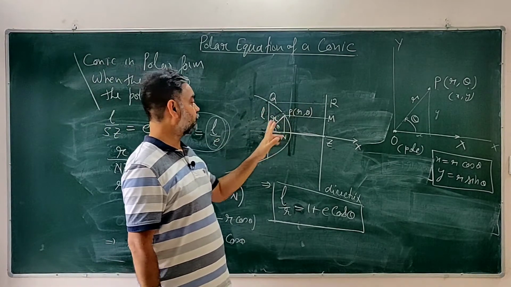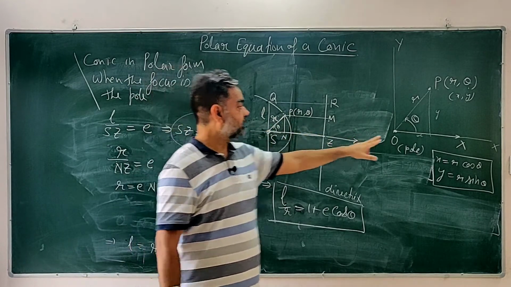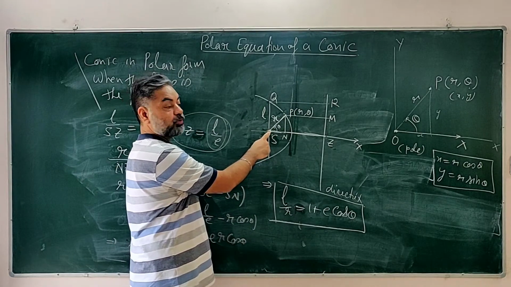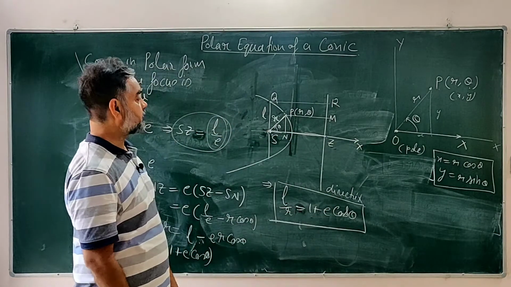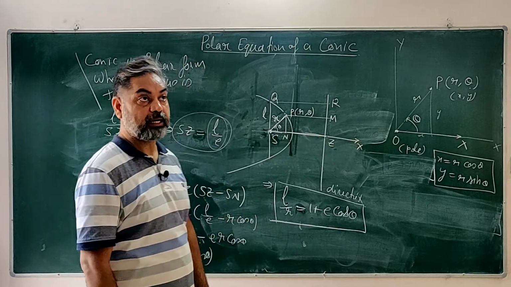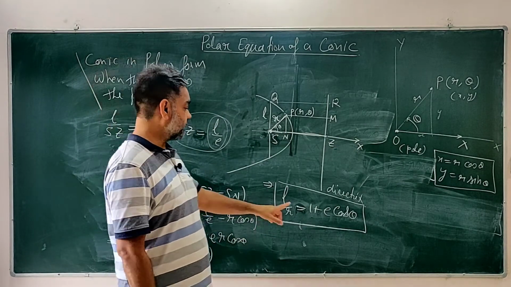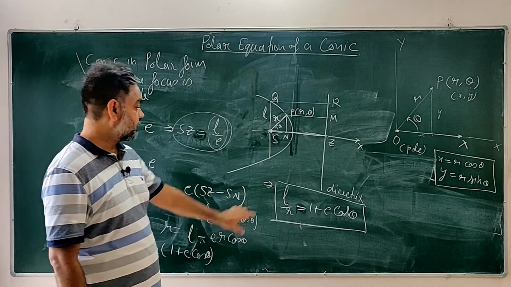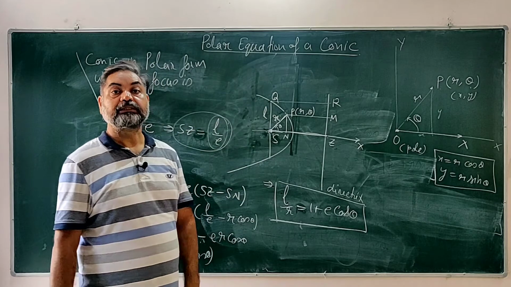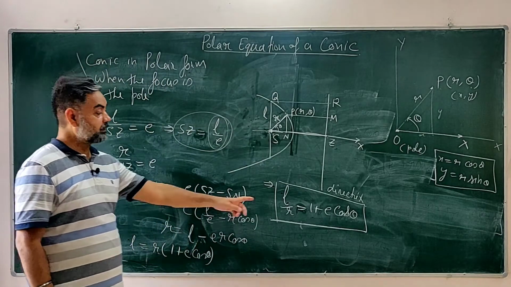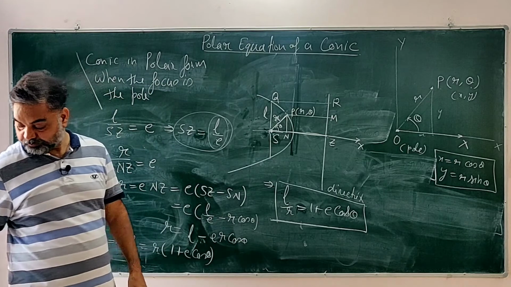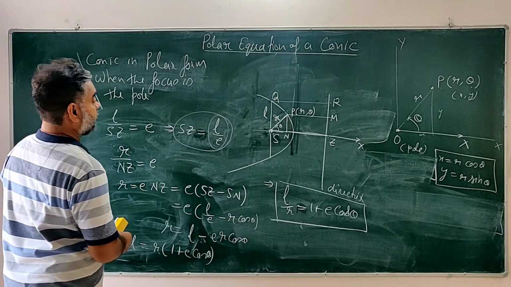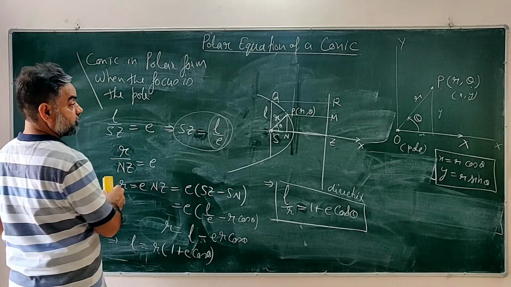In the polar form, you are given a fixed point that is called the pole, and you are given a fixed line. So if the focus of the conic is the pole, and the axis of the conic is the initial line, then the equation of that conic would be L over r is equal to 1 plus E cos theta, where L is the length of the semi-latus rectum. So this is the polar equation of a conic where the focus is the pole. I hope you have understood this.